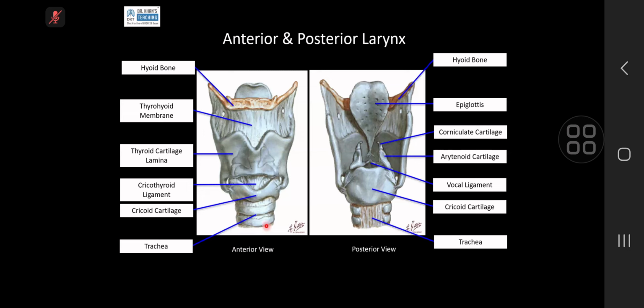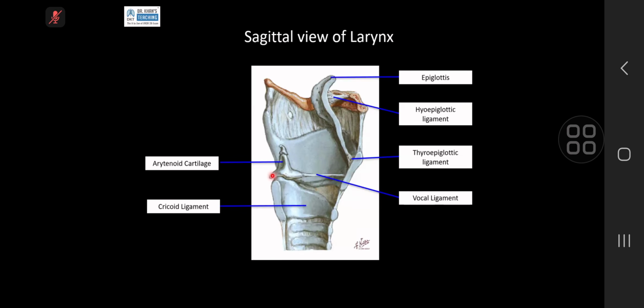Now, if we look at it from the posterior side, we can see the epiglottis, the lid there, and we have the hyoid bone and the thyroid cartilage. Forget about these processes, anterior and posterior; these also belong to the thyroid cartilage. This is the posterior part of the cricoid cartilage. On the cricoid cartilage sits the arytenoid cartilage, and the arytenoid cartilage is where the vocal cords are attached.